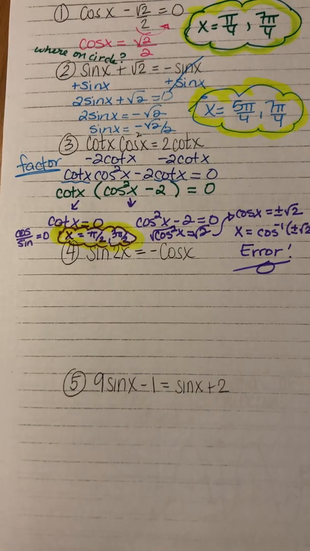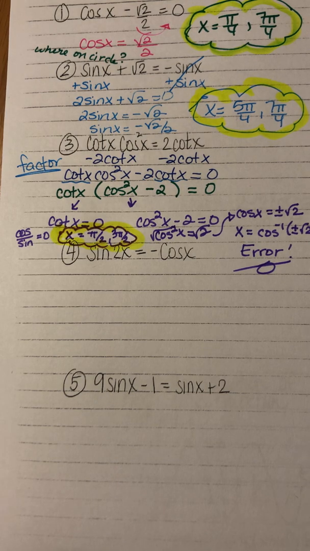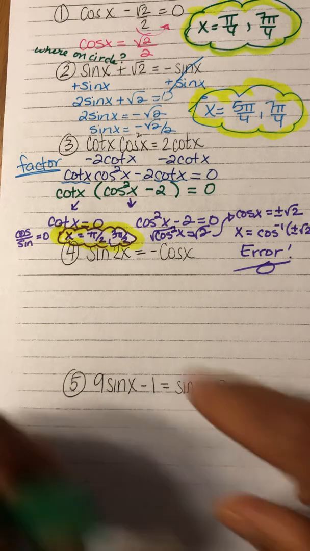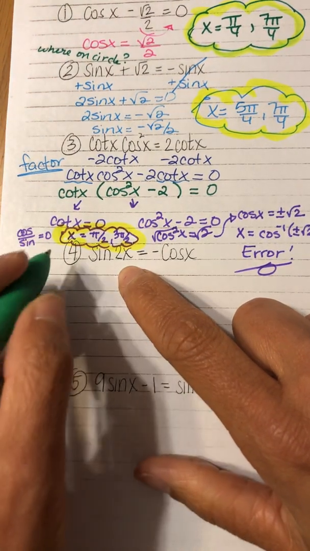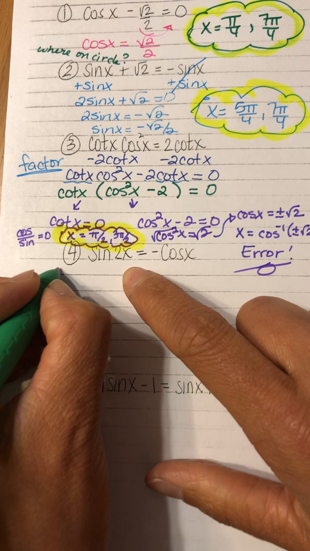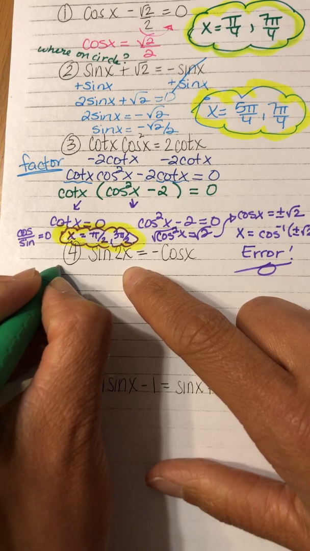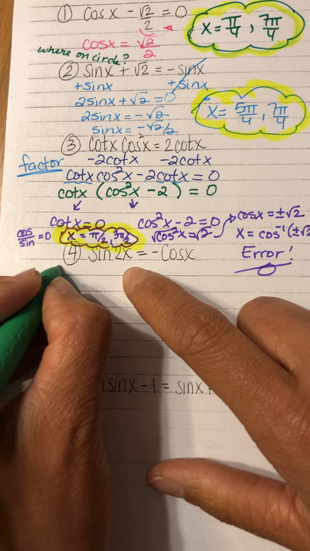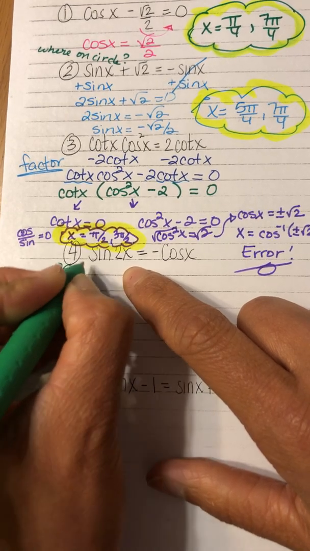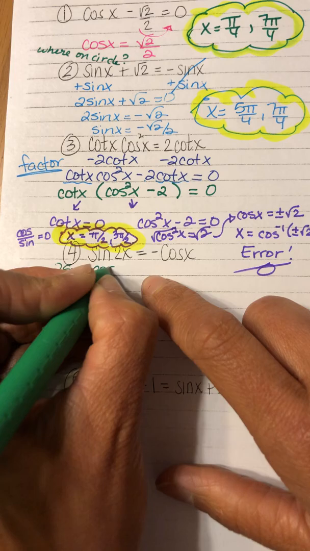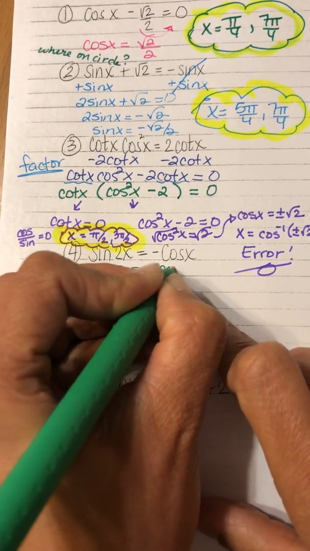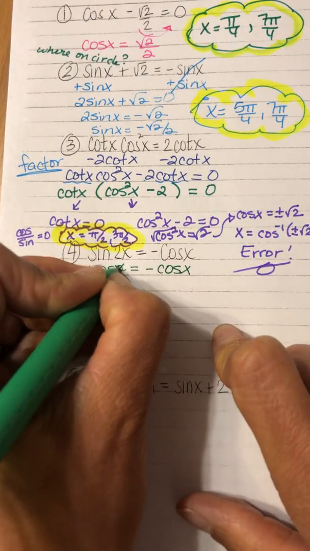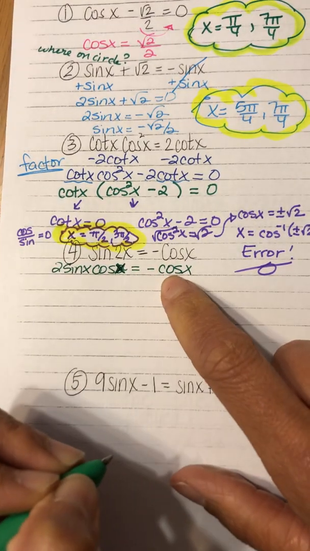Number 4 is the sine of 2x equals negative cosine x. So this is where you have to recall the last set of notes that we just did, the double angle identity. And we had just learned that sine of 2 theta equals 2 sine theta cosine theta. So let's write that. So this is 2 sine x cosine x, sorry, x instead of theta, because that's the variable they're using here. Oh, shoot, that's supposed to be an x. I said it and I still wrote theta.